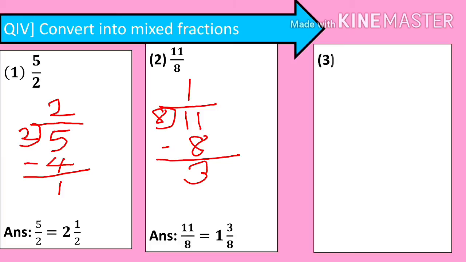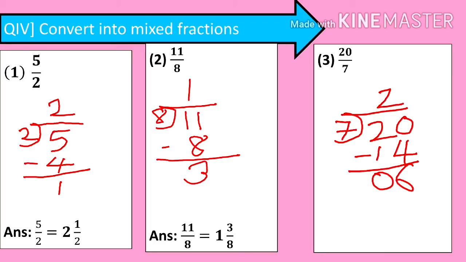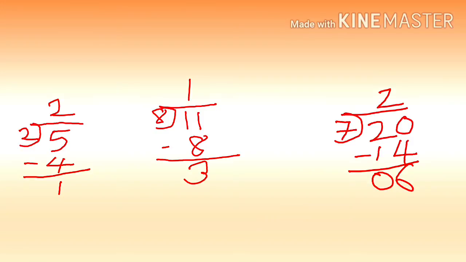Now the third one, 20 upon 7. So we will divide 20 by 7. So 7 twos are 14. So 20 minus 14, how much remains? 6. So our answer is what? Quotient was 2, that is our whole number. Remainder is 6, that is our numerator. And divisor was given 7, that is our denominator. Understood how to convert into mixed fraction?